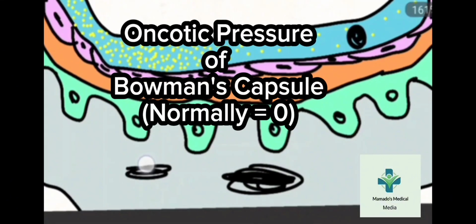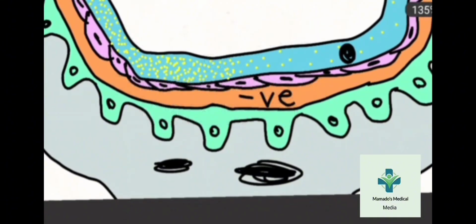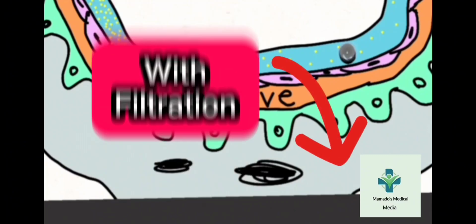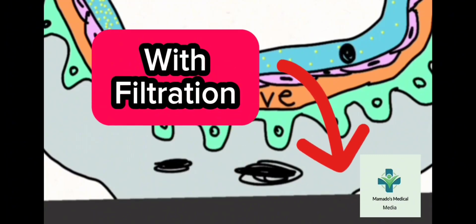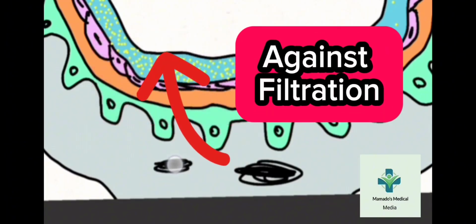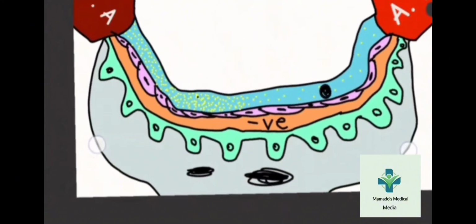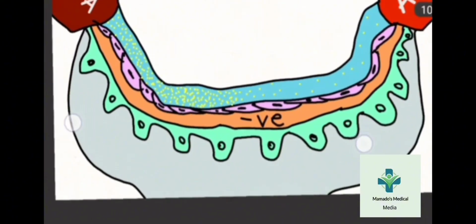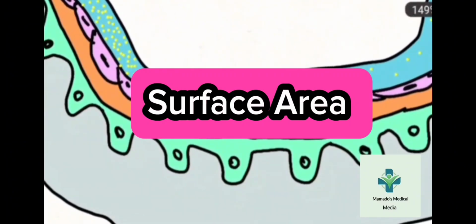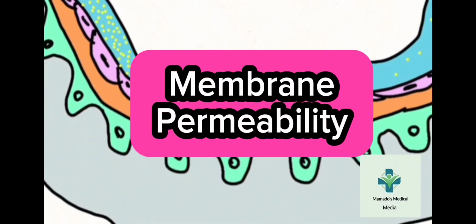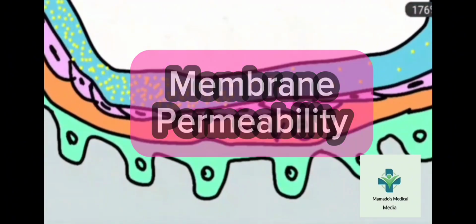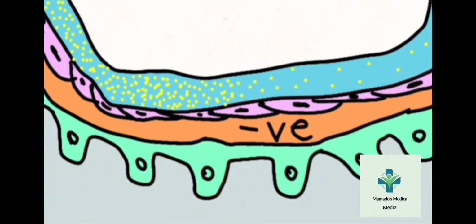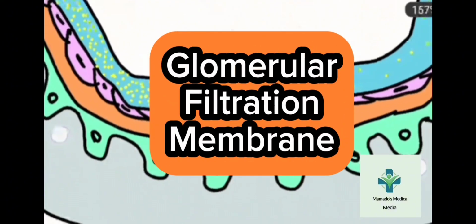Each of these pressures has an effect. Some help push fluid out into the Bowman's capsule and some pull it back into the blood. We also have other important factors that affect glomerular filtration, like the surface area of the capillaries and the permeability of the filtration membrane. Now let's look at the structure of the glomerular capillaries.